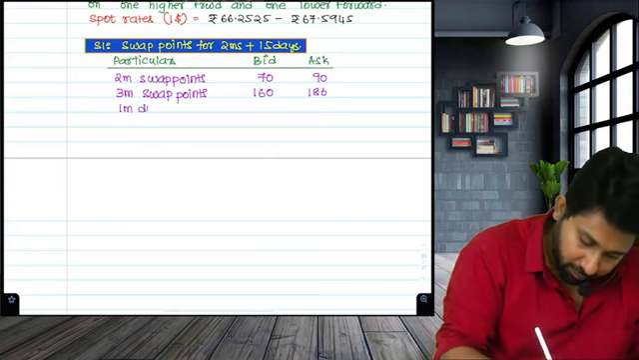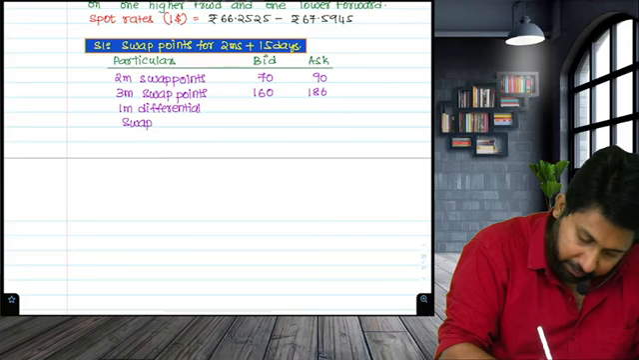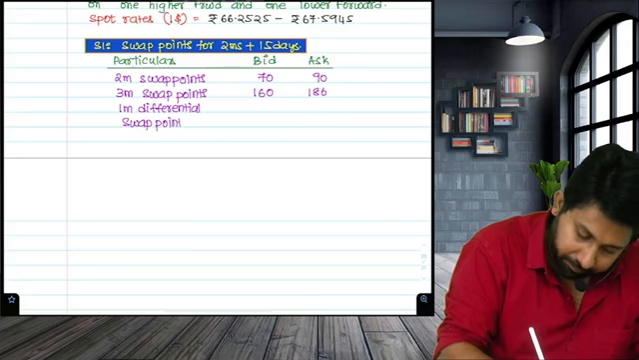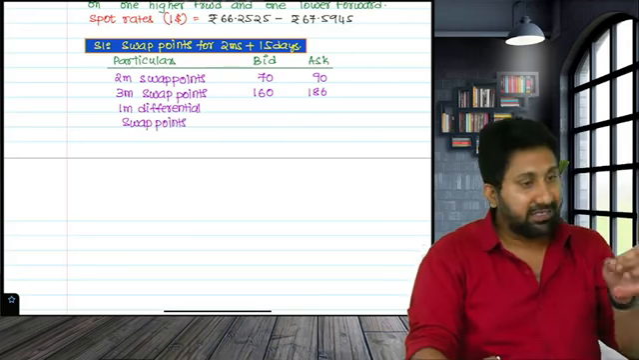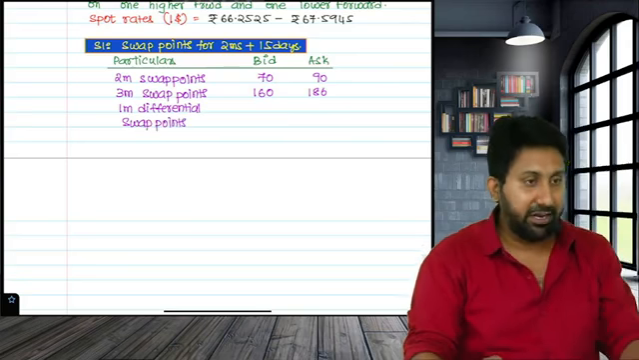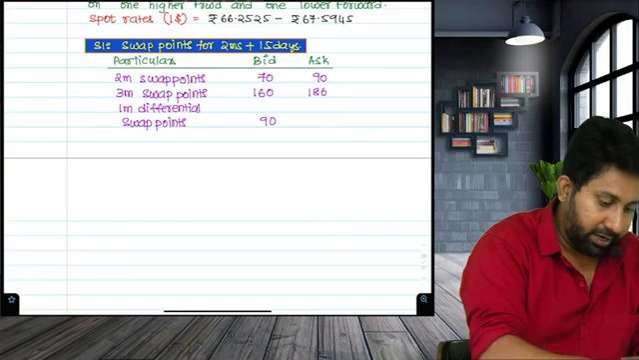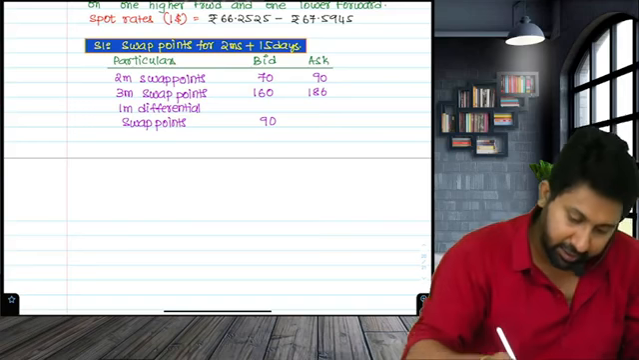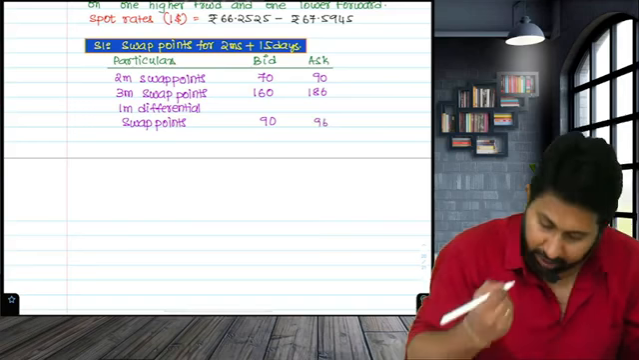1 month differential swap points means 2 months 70, 3 months 160, so how much is added for that 1 month? 160 minus 70, 90. 186 minus 90, 96. Okay, 90 and 96. This is for 1 month.